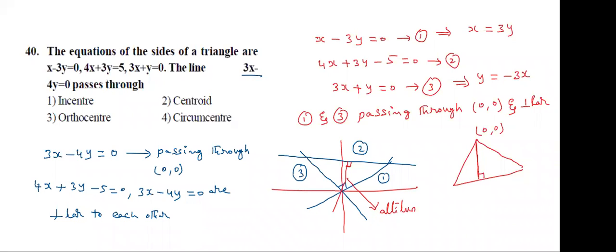Does the altitude pass through the Orthocentre or not? The altitude passes through the Orthocentre only. Median passes through the centroid. Perpendicular bisector passes through the Circumcentre. So this is an altitude. So the altitude passes through what? Orthocentre. Finally, 3x - 4y passes through what? Orthocentre.